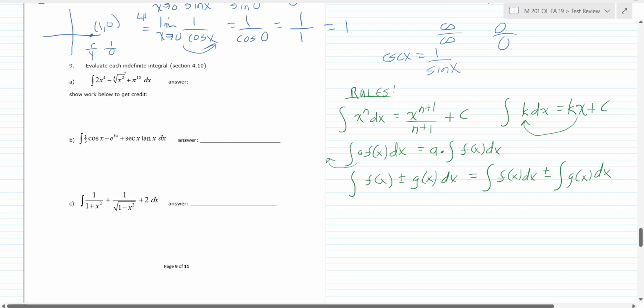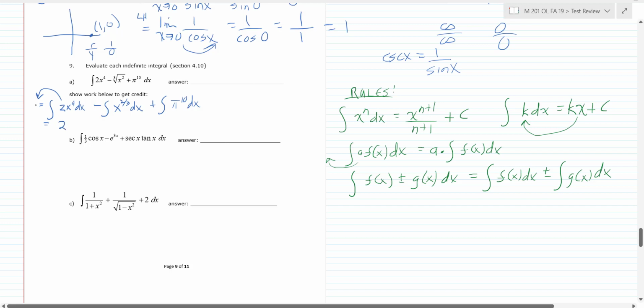So I'm going to split this up. I've got 3 different functions, so I can split it up into 3 integrals. You can do a lot of this problem in your head, but I'm just going to take a couple extra steps. So I'm going to write this as the integral of 2x to the 4th dx, minus the integral of x to the 2/3 dx, and then the integral of pi to the 10th dx. Now you could also move that 2 out. So now we're ready to just do the integral.